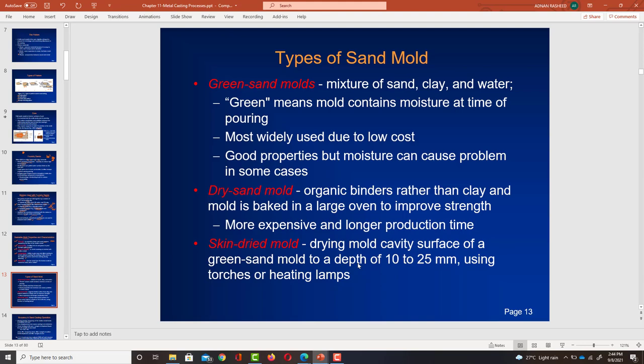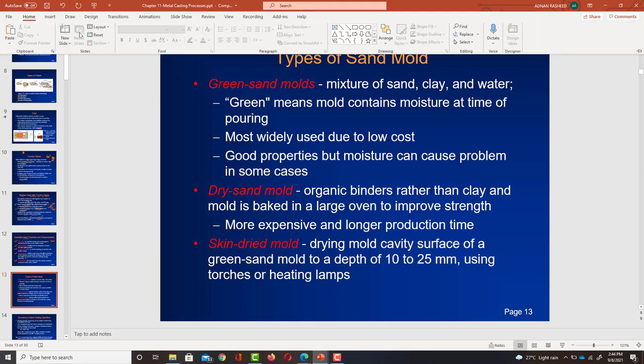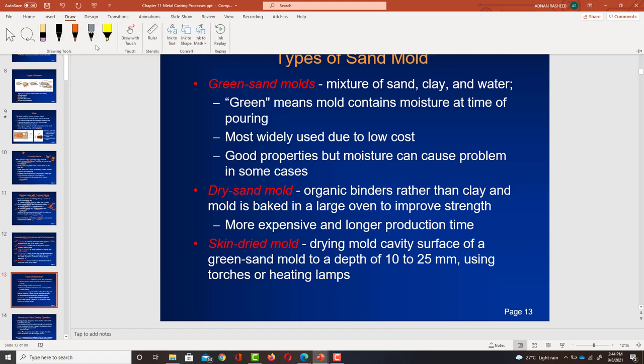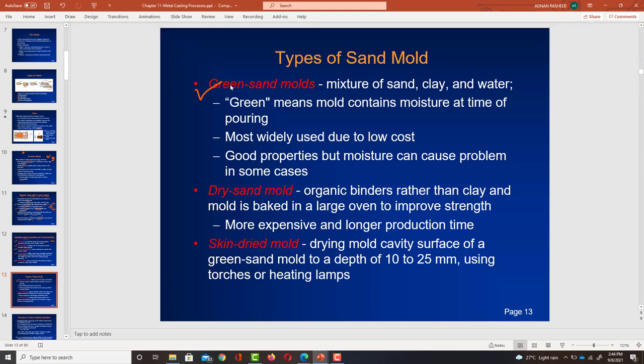We have different types of sand that are used in creating the mold cavity. The first one is green sand, the second one is dry sand, and the third one is skin dry sand. Green sand means sand having moisture content, and definitely it will have clay and water. Green means the mold contains moisture at the time of pouring, and they are widely used because they are low cost sands, clean, and have good properties. But you know that one of the major factors in creating defects in casting is moisture. So if a sand has high moisture content, definitely it will create problems for you, and you will have a casting that is not of good quality, because it will have defects.